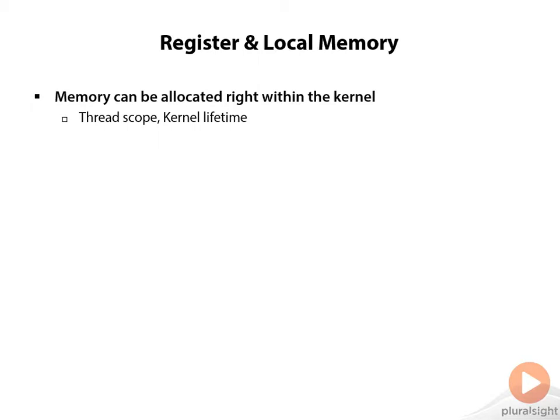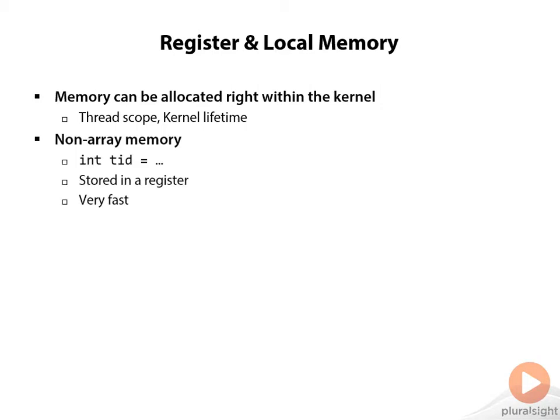And it has, for obvious reasons, thread scope, meaning that something that's allocated in one thread is inaccessible to a different thread. And it also has kernel lifetime, which means that once the kernel is done, that memory is gone as well. Now, there are two different scenarios for the type of memory that can be allocated and the things that happen to it. So if you allocate something that's not an array, like for example, we allocate the TID variable, then this is stored in a register and it's very fast and there is no problem with it.